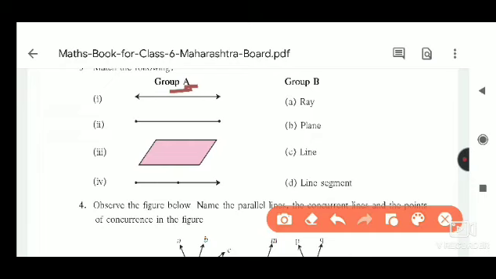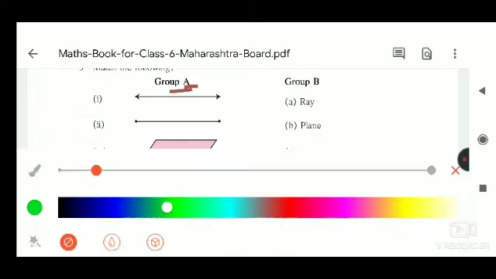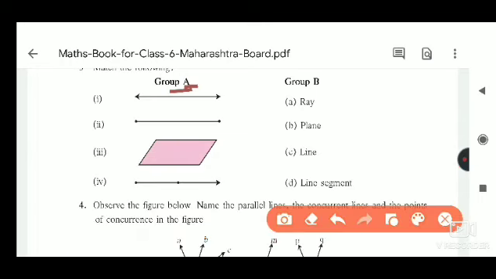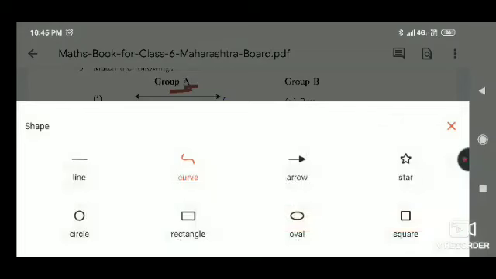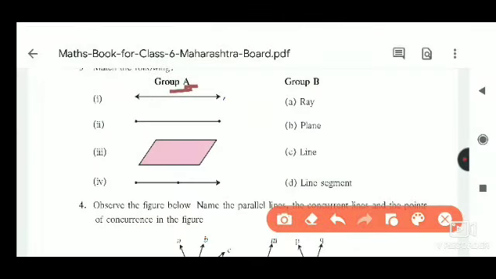If you see the first figure from this, which figure is this? It has arrows at both sides, means it is a line. So we can join it to here. If you see the second option, then there is a point on both sides, means it has a particular measure. So it is nothing but a line segment.